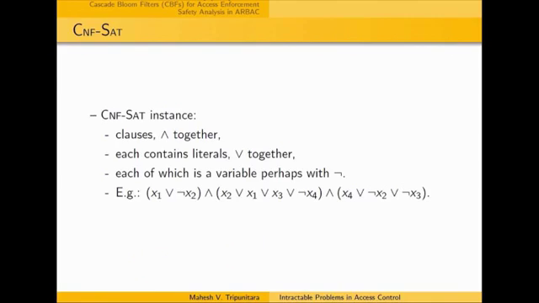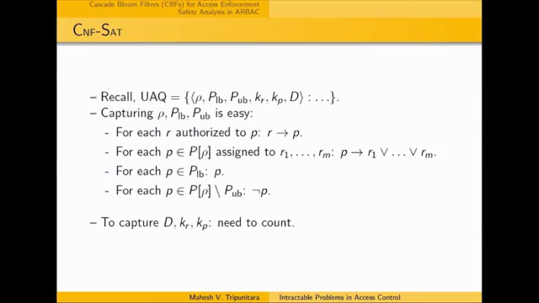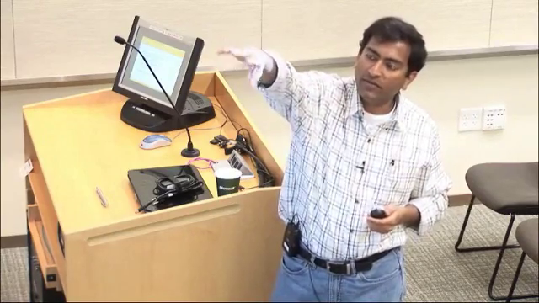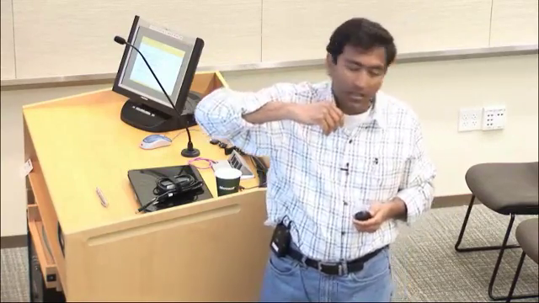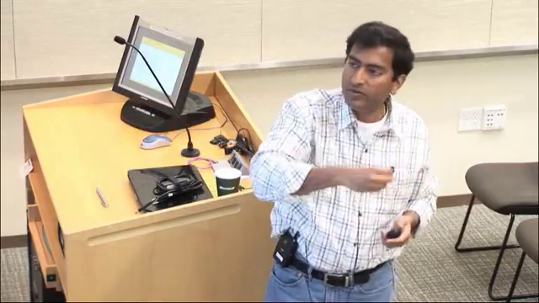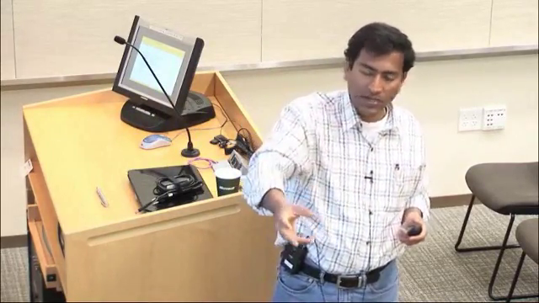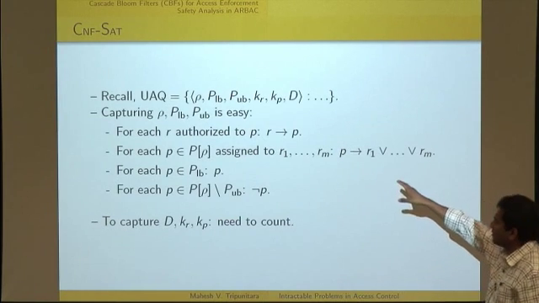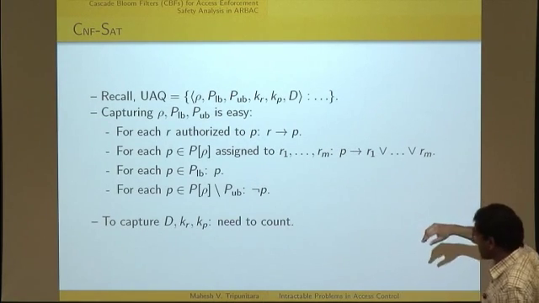CNF-SAT, I assume everybody knows what it is. So, reduction to CNF-SAT. I just wanted to put the UAQ back up there. Now, reducing to CNF-SAT, I just want to point out that capturing some of these inputs is easy. From the standpoint of the policy, for every role I introduce a Boolean variable R, and for every permission P, I introduce a Boolean variable P. For each role that's authorized to P, I just introduce a clause of this form, and the meaning of the clause, of course, is that if I activate R, then I activate P.